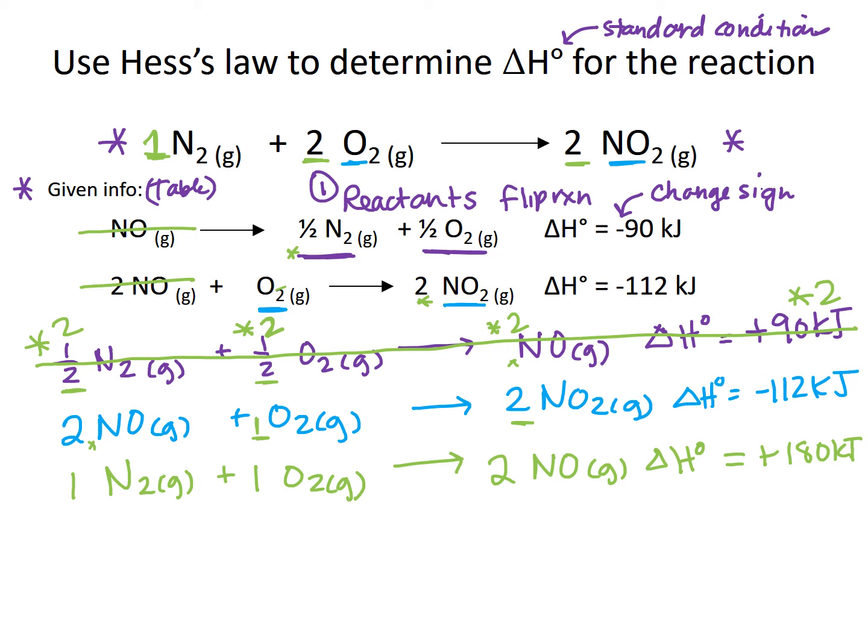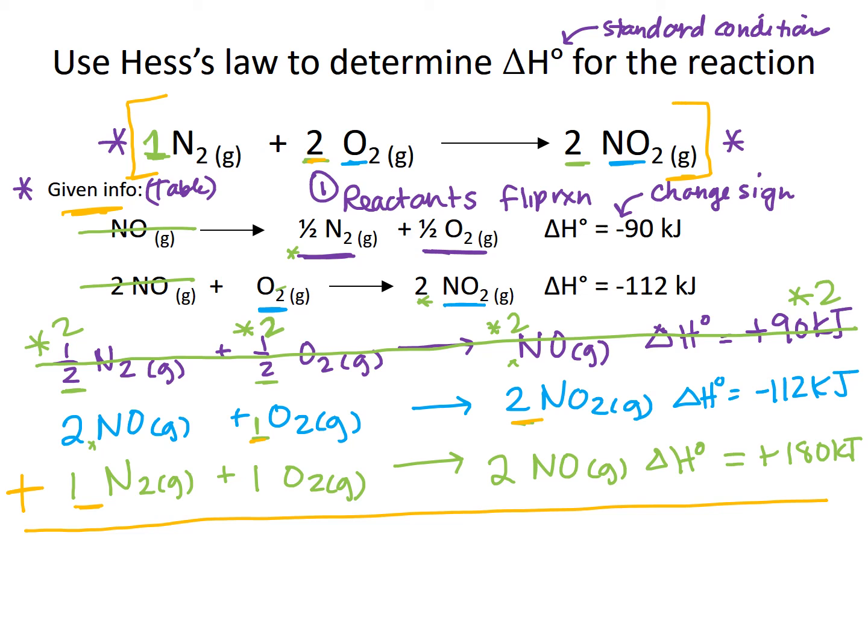So remember, my whole goal, maybe I'll use orange, is to, from this given information, find this equation and find the delta H value. So now I'm going to look at my reactions, and I have 1 mole of N2. I have 1 mole and 1 mole, so 2 moles of O2, and 2 moles of my product right there. Because I have all the reactants and all the products that I need, I'm going to add these reactions together and hope everything works out.